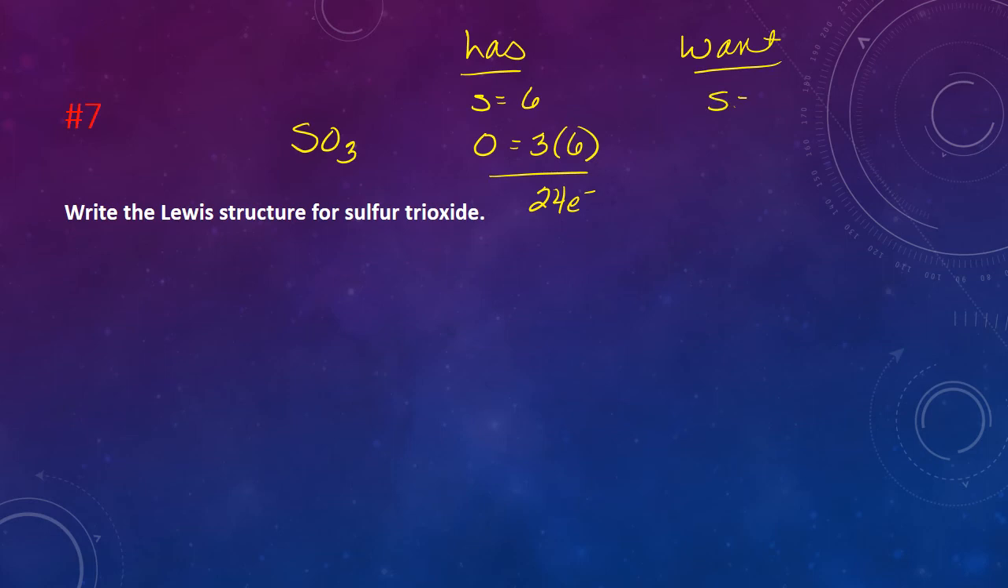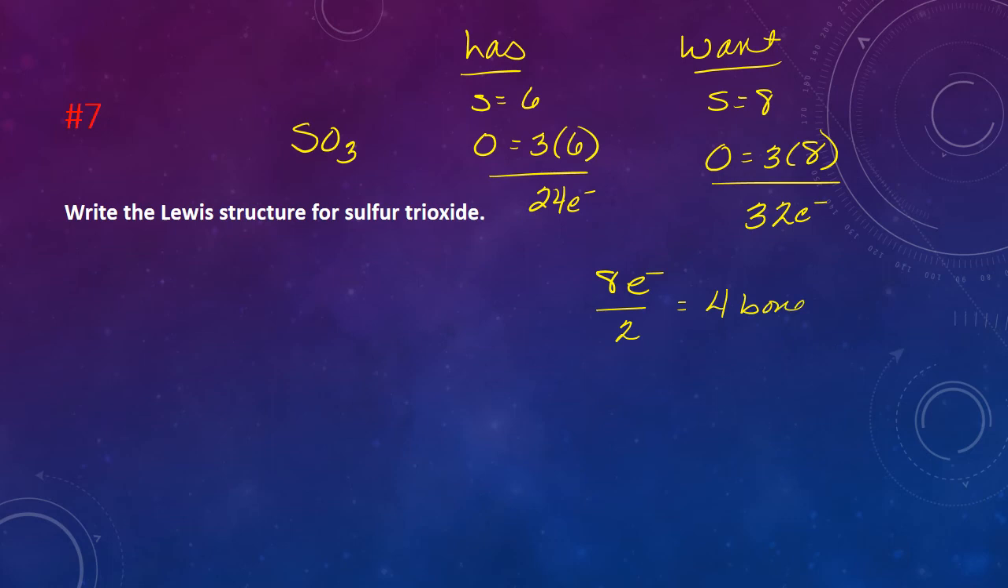Now for the wants. Sulfur wishes it had 8. And every single one of these oxygens wishes it had 8. So that's 32 electrons. So when I subtract these two, I end up with 8 bonding electrons. Because there's 2 electrons in every bond, you end up with 4 bonds. Sulfur is less electronegative, and often the first one is going to be your central atom. And these almost always end up looking like some sort of flower doohickey thing.